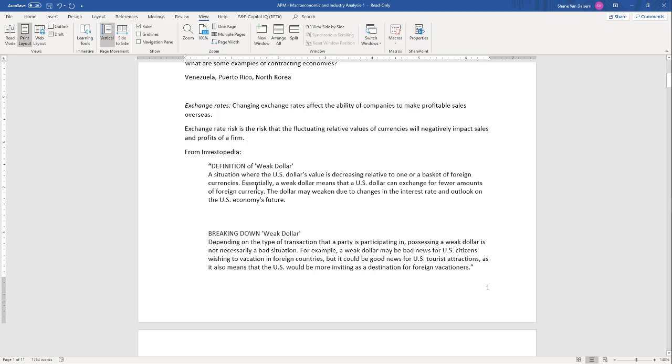A weak dollar is a situation where the US dollar's value is decreasing relative to one or a basket of foreign currencies. Essentially, a weak dollar means that a US dollar can exchange for fewer amounts of the foreign currency.